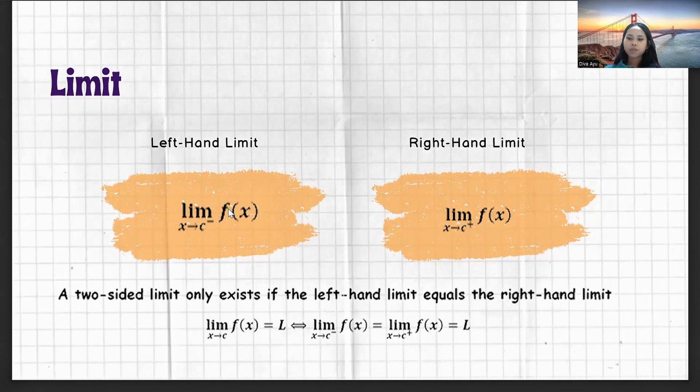This concept is very important because many functions have different behavior when they are approached from different directions. Therefore, before concluding that a limit exists, we must always check both sides. Now let's continue to the properties of limits.